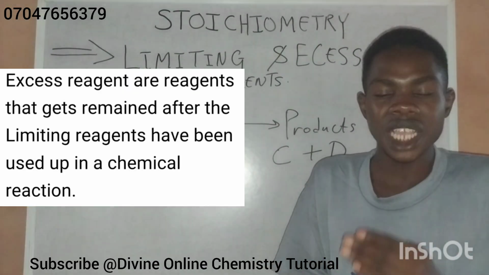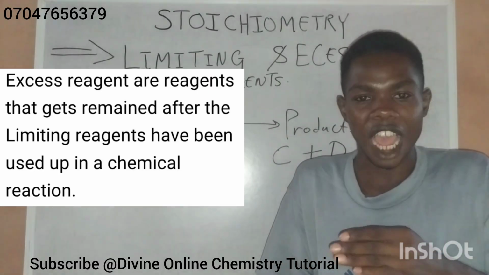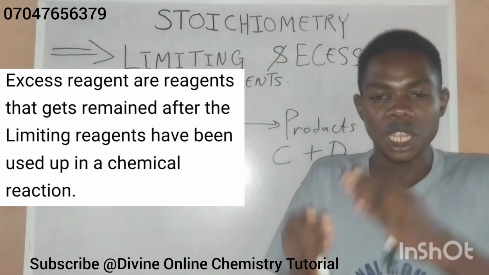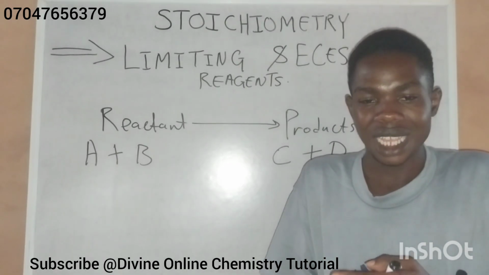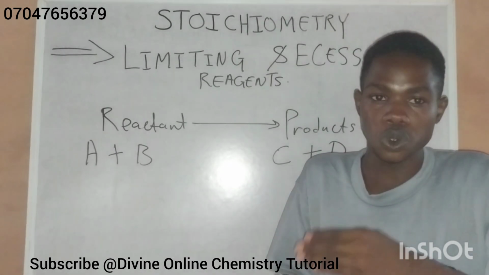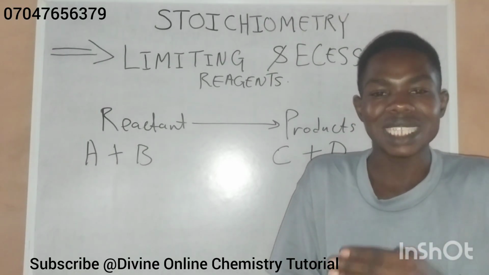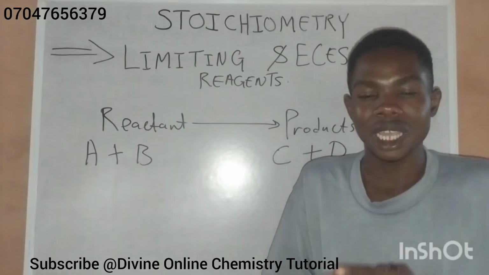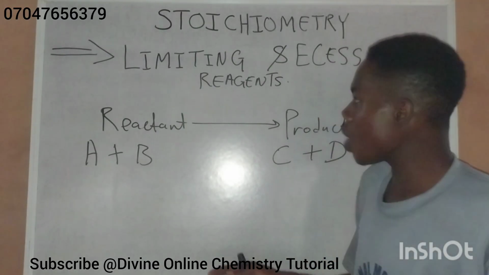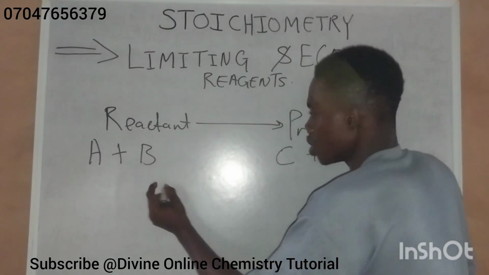Now, what about excess reagent? Excess reagent is the reagent that remains after the limiting reagent has been exhausted in a chemical reaction. So please take note that the reagent that remains after the limiting reagent has been used up or exhausted in the chemical reaction is what we refer to as the excess reagent. You can call it excess reagent or excess reactant. And the limiting reagent, you can also call it limiting reactant.